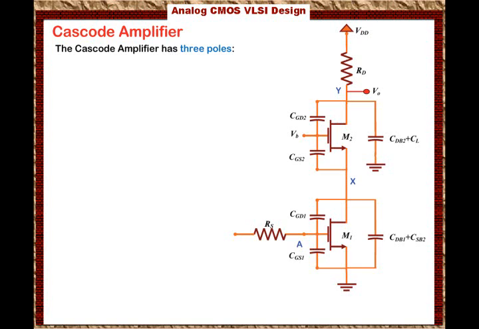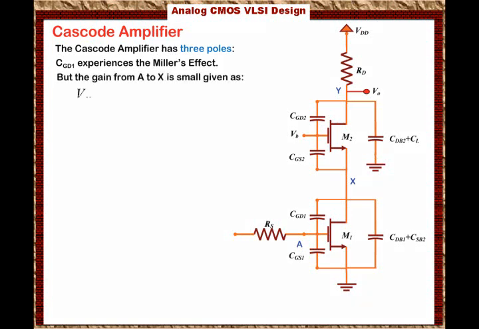So the first thing we have to do is simplify the circuit by simplifying CGD1, because CGD1 experiences the Miller effect, right? Because it is connected from the gate to the drain of M1, and there is a gain for this transistor. However, the gain from A to X is very small, usually approximately 1. We are going to say that Vx over Va will equal minus Gm1 over Gm2 plus Gmb2.